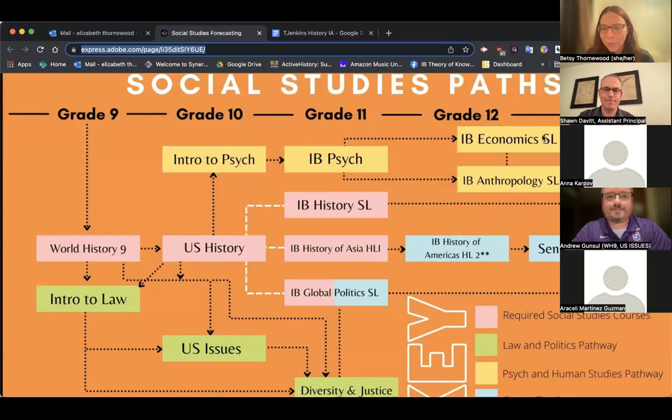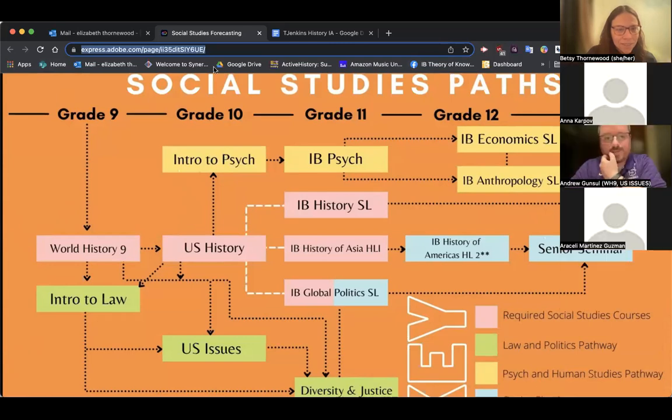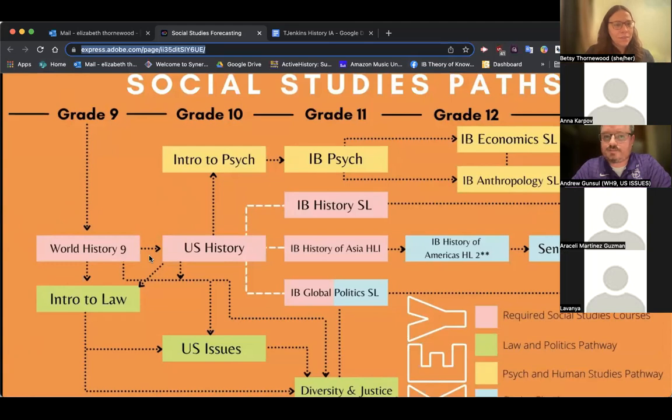Let's see if I can remember how to get to breakout rooms again. I've forgotten how to do this. Let's see if there's anyone in the breakout rooms. I see a bunch of people in IB electives, so I'm going to pop over there. Mr. Gunsel, if you just want to hang out here as the main person for just a second. Sure. Thank you.